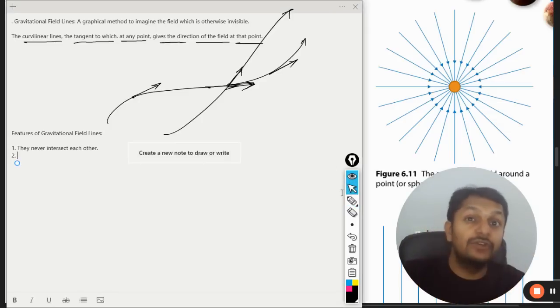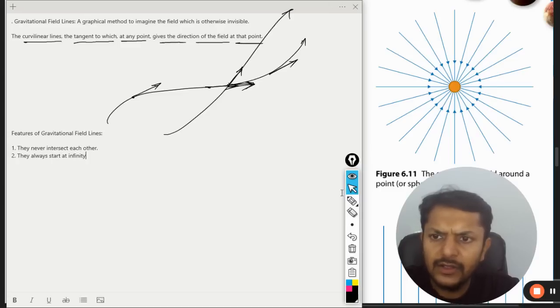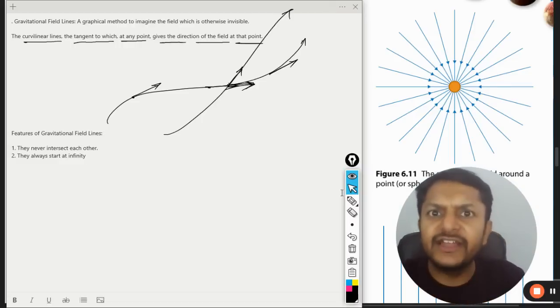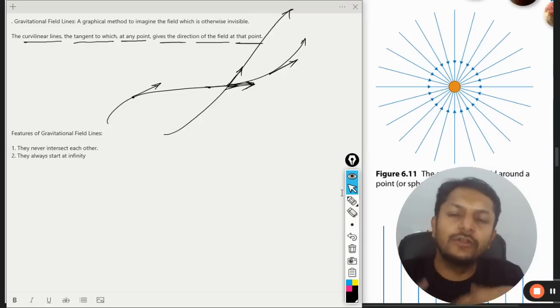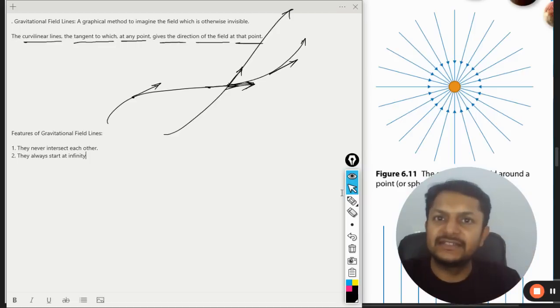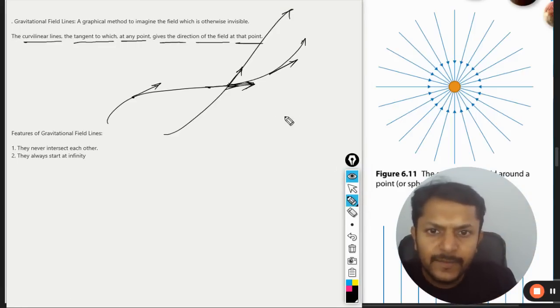Now, point number two that you have to note here is that they always start at infinity, because gravitational field is always attractive. They are always going towards the masses. So if I say that there is a mass, let's say the sun, or this central mass, the gravitational field lines will be going into it.